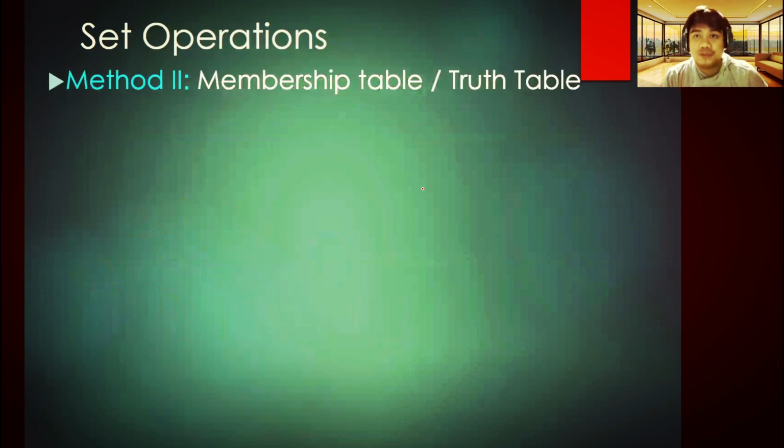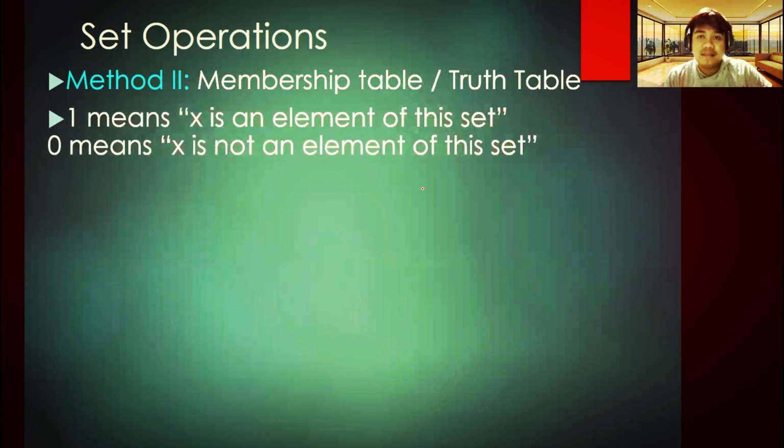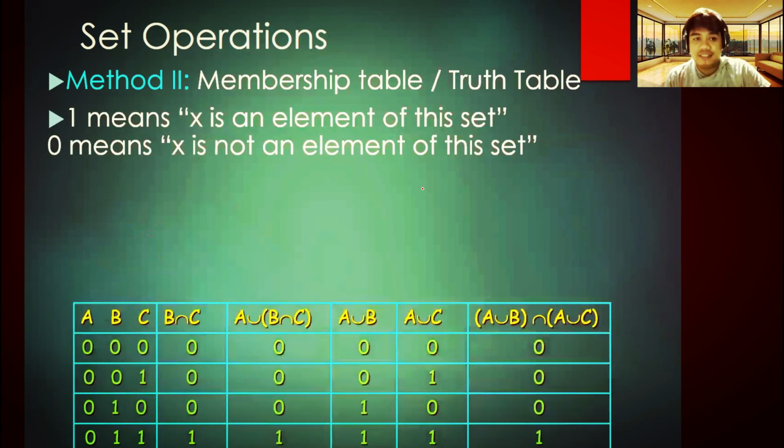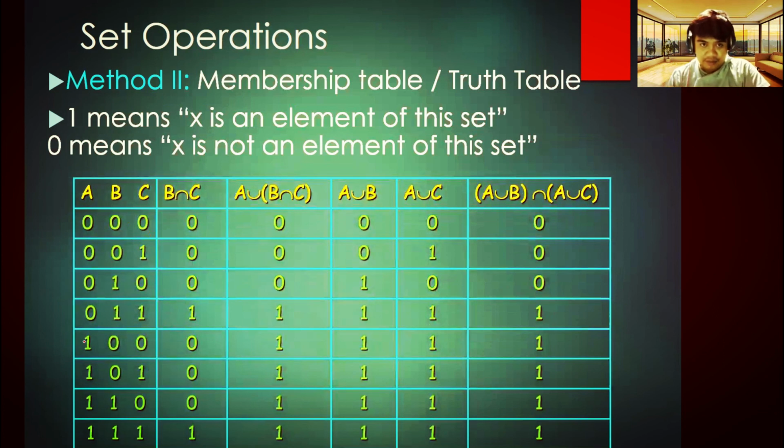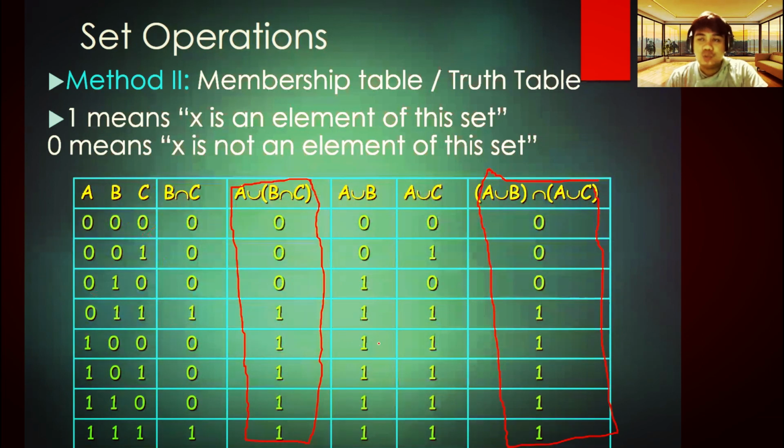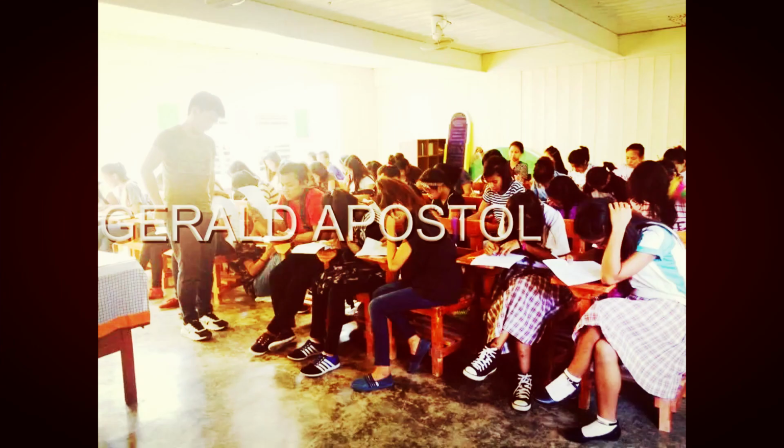Or we have method 2, using the membership table or the truth table. So 1 means element of the set, and 0 means it's not an element of the set. So we have here the truth table. So we are going to discuss it in logic. So as you can see, yung ating third column and then ating fourth column are the same. So sabihin nun, they are equal. So we're going to discuss this sa part ng truth table, sa logic.